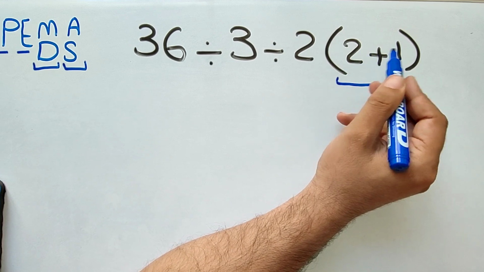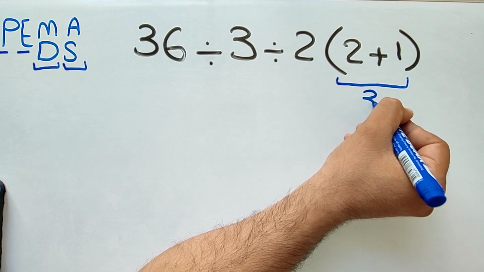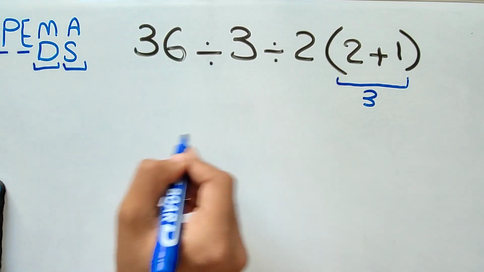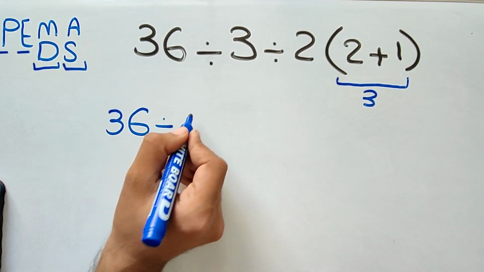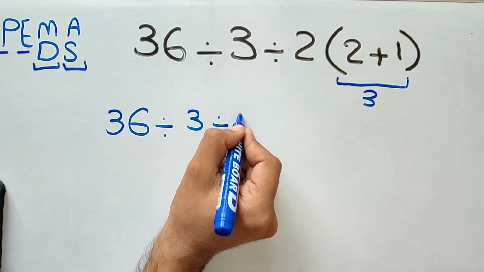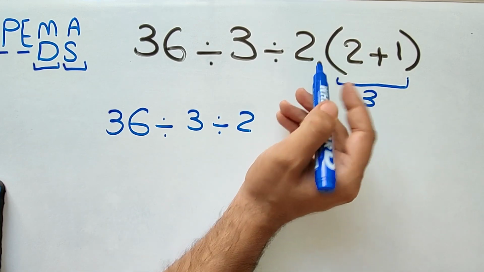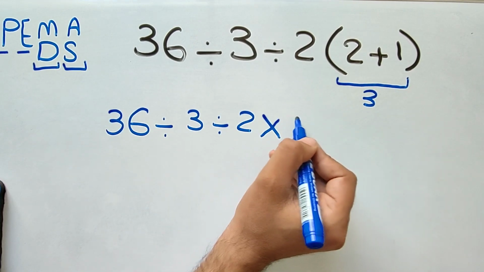Now 2 plus 1 gives us 3. Now let's rewrite the expression: 36 divided by 3 divided by 2, and we have one multiplication here, times 3.